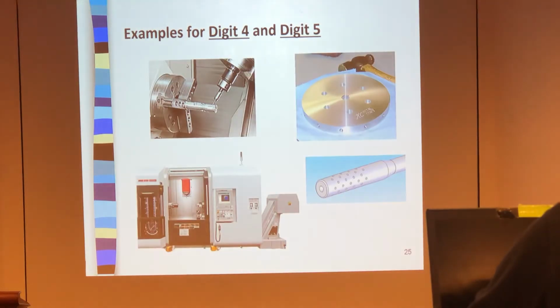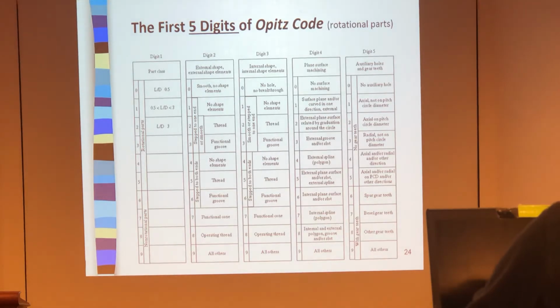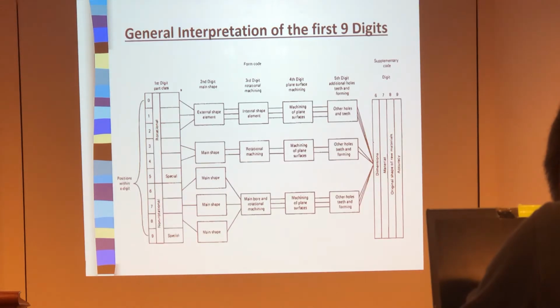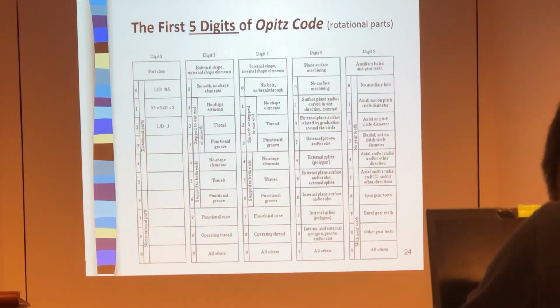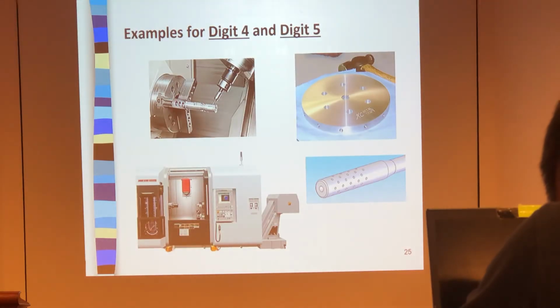And digit 5. Finally, digit 5 we call auxiliary holes and gear teeth. Again, I'll show you through this example.